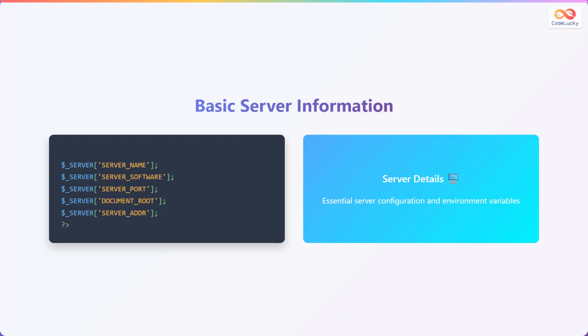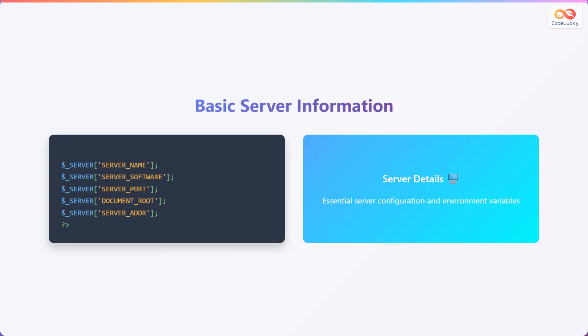Let's explore some basic server information accessible via the $_SERVER superglobal. The code snippet shows how to access variables like SERVER_NAME, which gives you the name of the server. SERVER_SOFTWARE reveals the software being used by the server. SERVER_PORT indicates the port the server is running on.